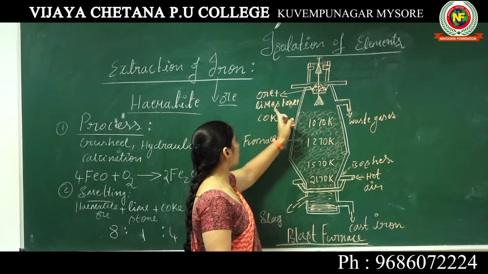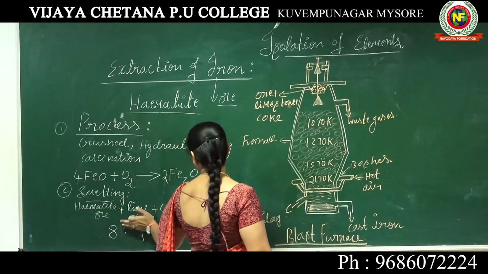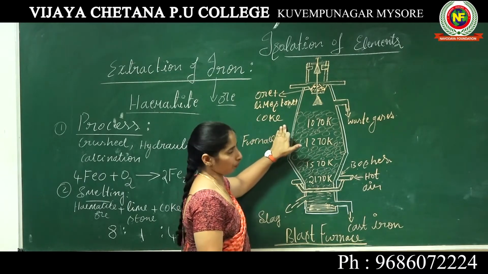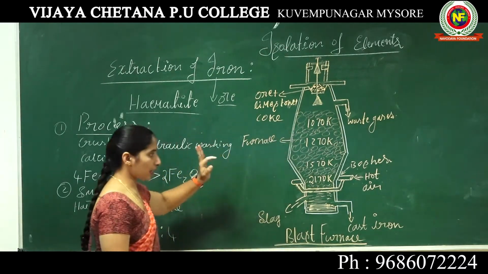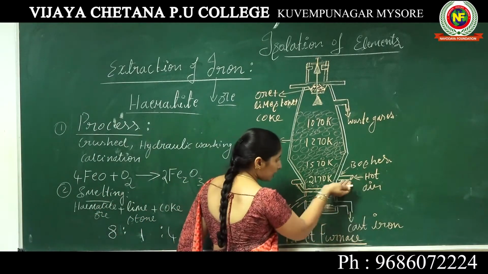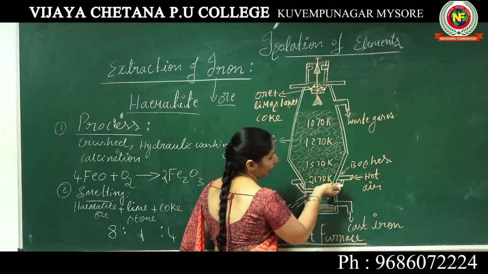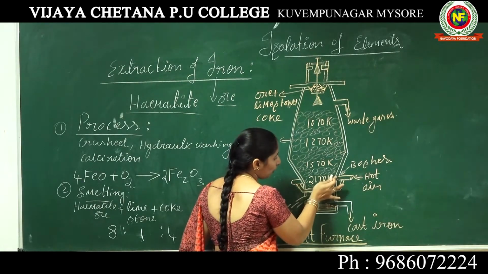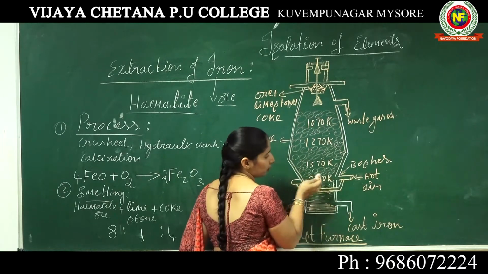The mixture is the hematite ore, limestone and coke in the ratio of 8:1:4. Then the process will start. A blast of hot air is passed inside the furnace.